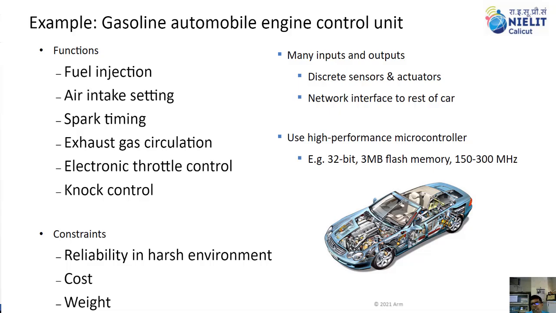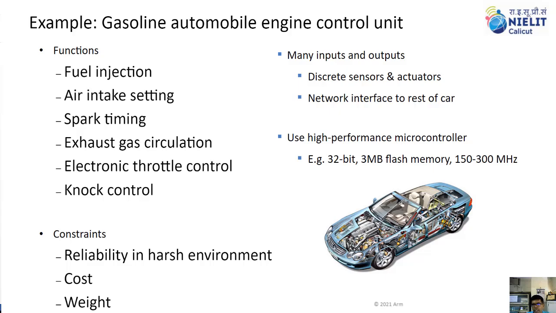So typically, we take an example of an embedded system. We take a gasoline automobile ECU. There are various functions as part of modern cars. A minimum of 1000 plus sensors and actuators are connected, and there are many ECUs available. Like the functions of the gasoline engine, such as fuel injection, air intake settings, spark timing, exhaust gas circulation, and similarly the throttle control and knock control. These are certain functions of this automobile engine.